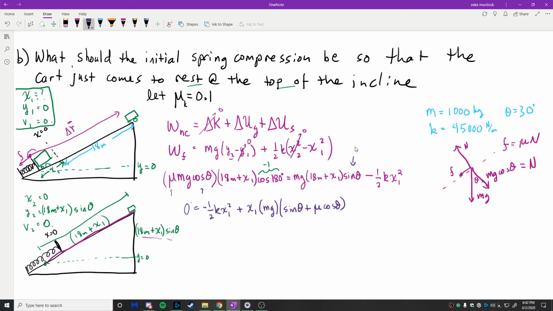That's all the terms that are multiplied by x1. And there's also going to be a couple terms that are multiplied by 18, and they're going to be exactly the same. So it's going to be 18 meters times mg, and then multiplied by the same sine theta plus mu cos theta. And I think that's right. You guys can look at the algebra and make sure that it makes sense to you.